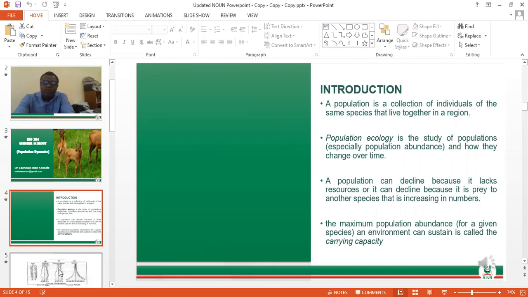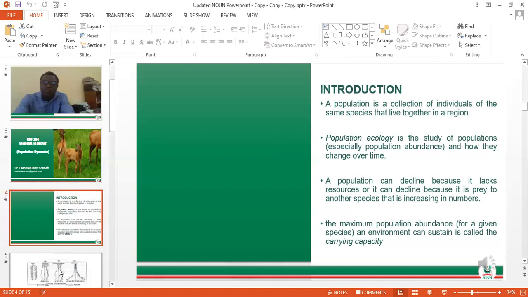The population can decline because it lacks resources. And most of these factors can be biological factors that can affect the increase and decrease of the numbers of species found in the population. So the maximum population number or abundance that gets to a level where the resources can sustain it is what we know as carrying capacity.